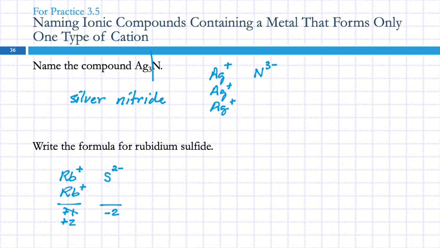Write it out at first, and then you'll be able to just do it on the whiteboard in your head. So we need 2 rubidiums, Rb2, for every 1 sulfur, Rb2S. Any questions?